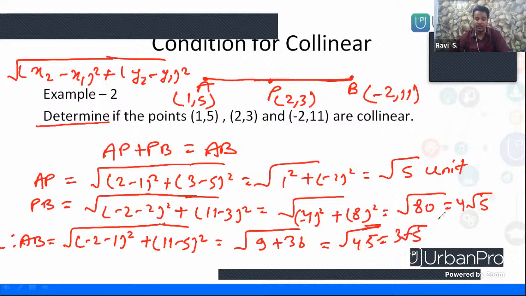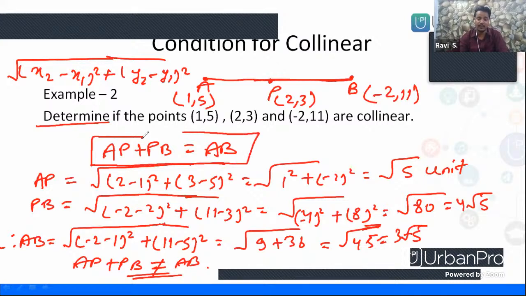So when you add them all, you will find out that AP plus PB is not equal to AB. That means the points are not collinear. They will be collinear when this condition is fulfilled. Only when this condition is fulfilled are they collinear. But here we see that it is not a collinear point. Okay, guys, so let's move.